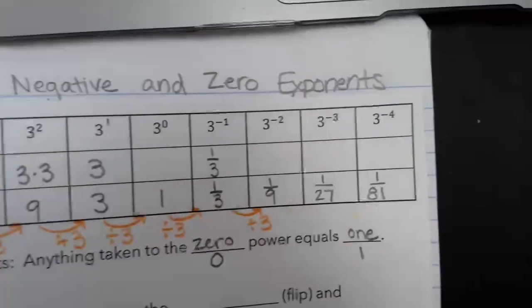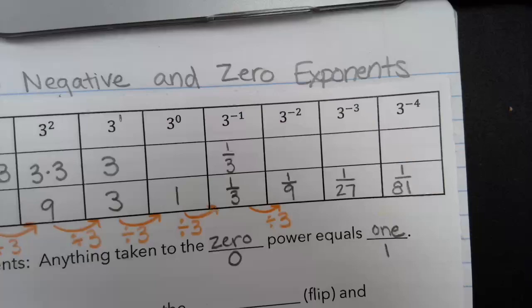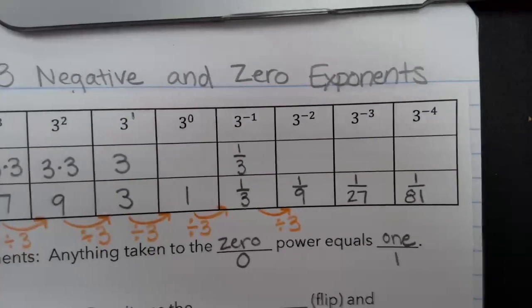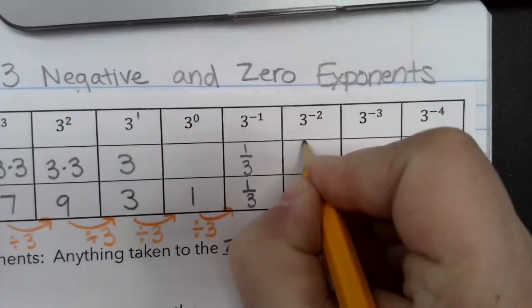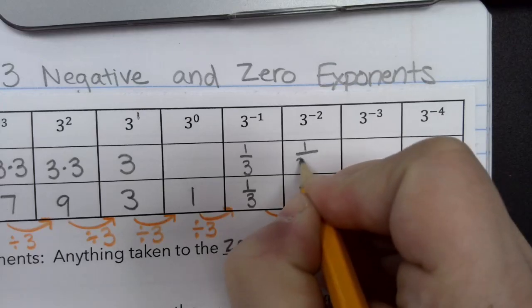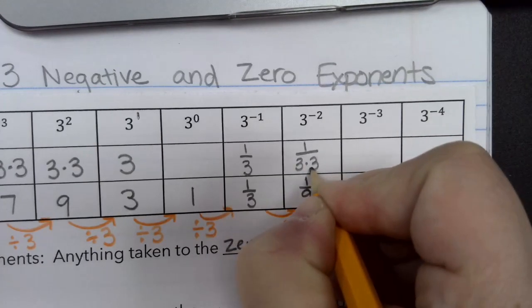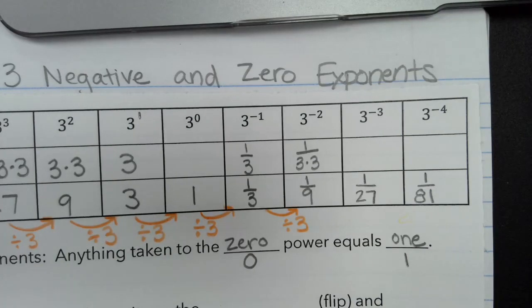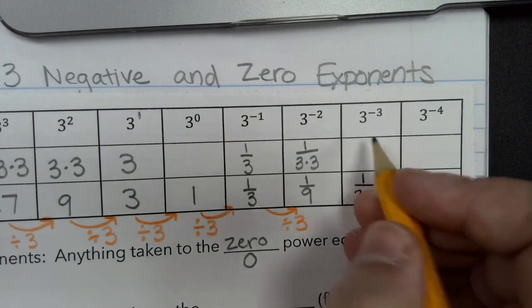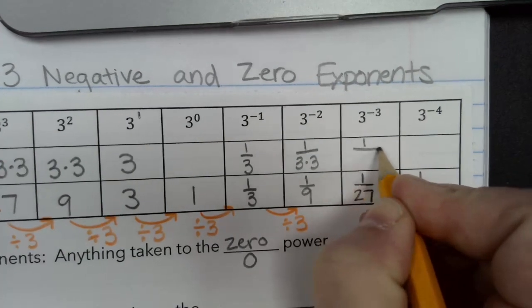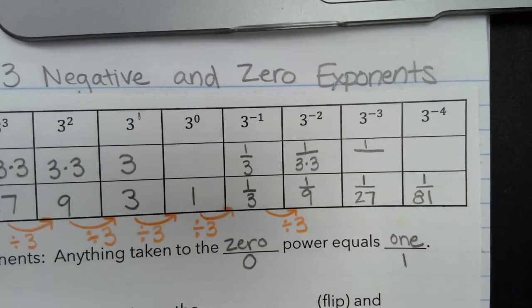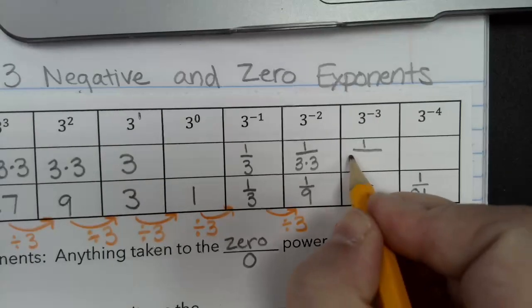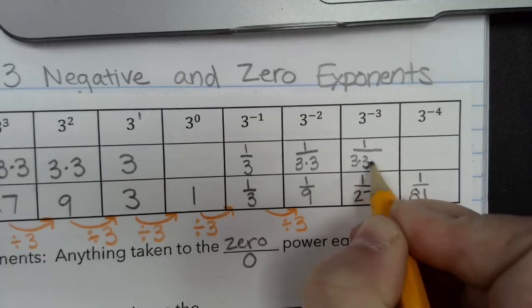So now with 3 to the negative second, we're going to multiply by another 3, but on the bottom. So it's 3 times 3. And 3 times 3 was 9. So now we have 1 over, how many 3's will be on the bottom? 3, because it's 3 to the negative third, so there's 3 3's. 1, 2, 3.